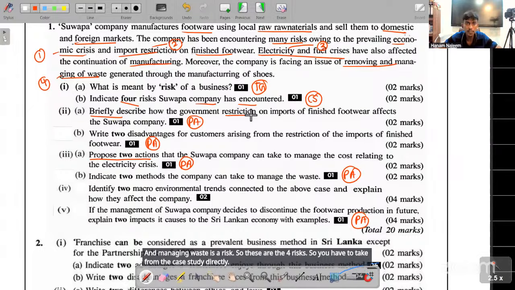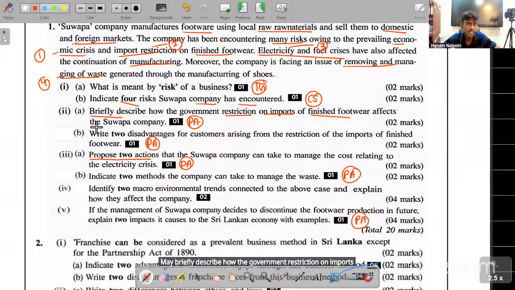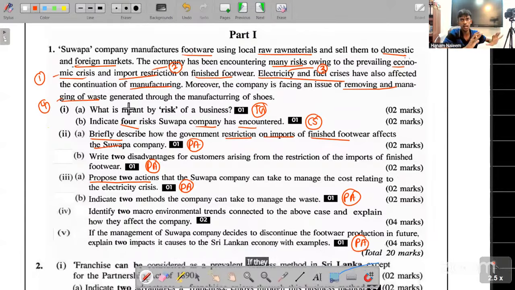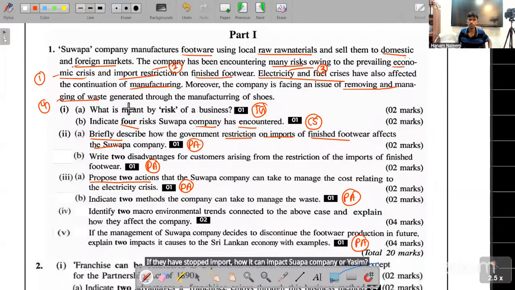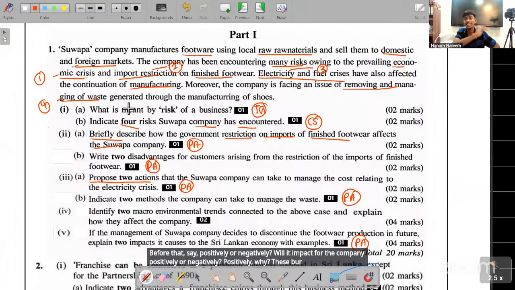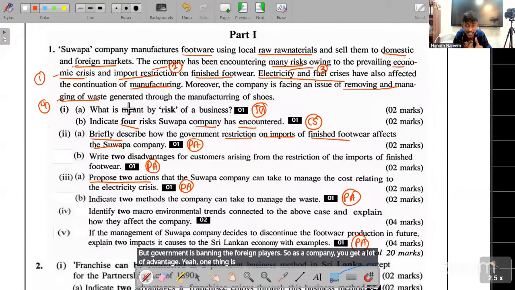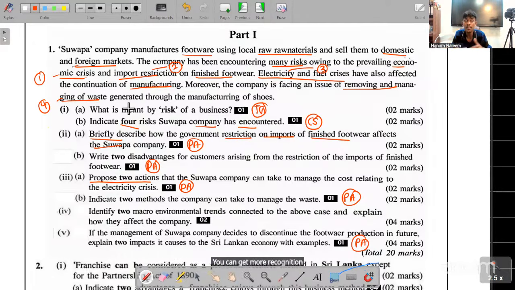Briefly describe how the government restriction on imports of finished footwear affects Suapa company. Without saying the scheme, if they have stopped import, how can it impact the company? Positively or negatively? Positively. Why? They are using the local resources, but the government is banning the foreign players. So as a company, you get a lot of advantage. Local demand will increase, you will have more sales and more profit opportunity, low competition, and more recognition.